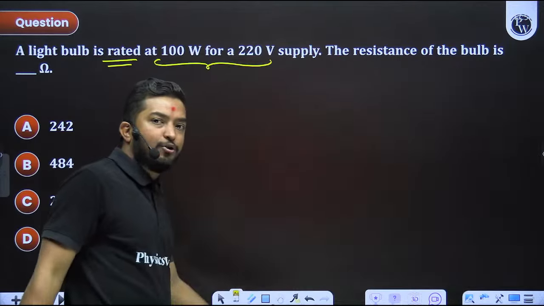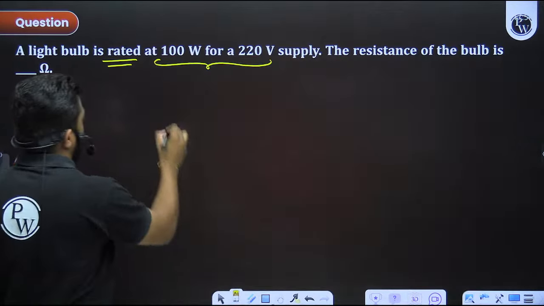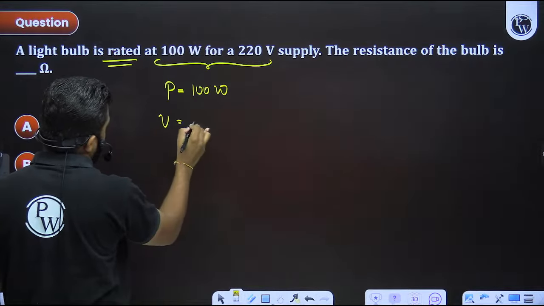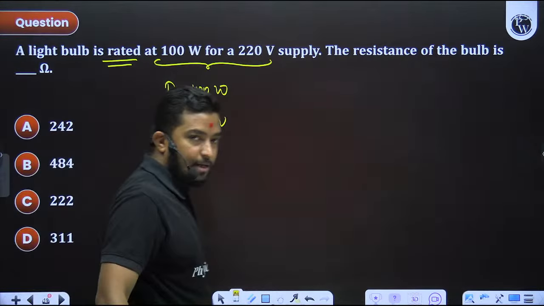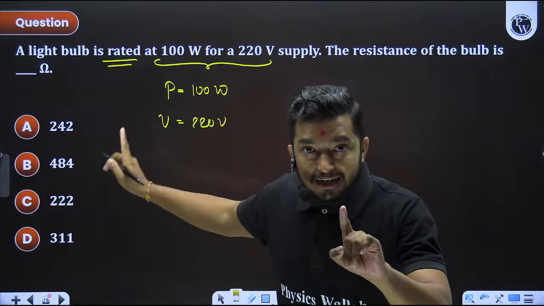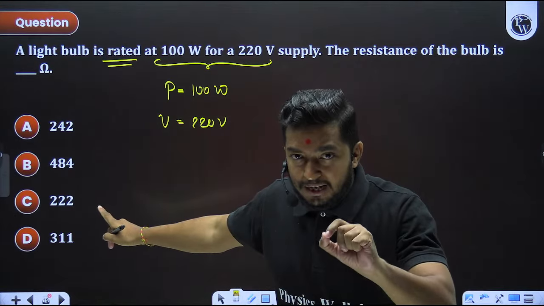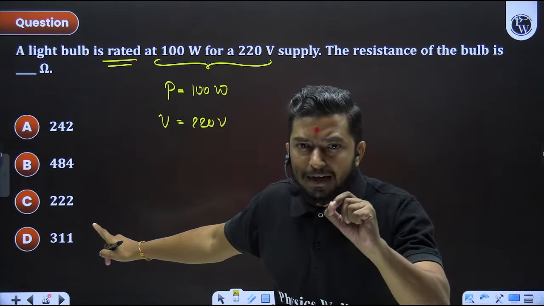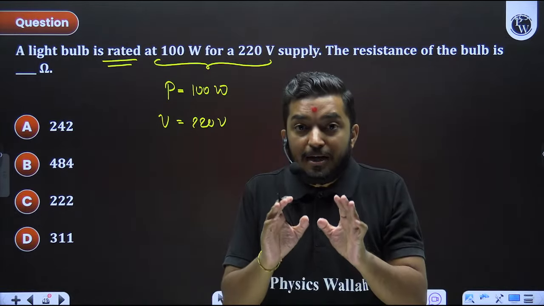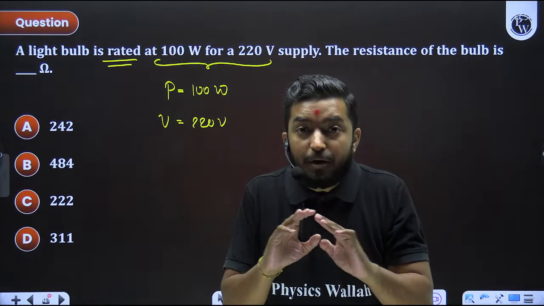They provide the value of power and the value of voltage. The power of the bulb is equal to 100 watt, and the voltage given is 220 volt. Just take a pause. What is the actual meaning of this rating? This rating indicates that if you provide the 220 voltage to the bulb, it gives you light with the maximum intensity.